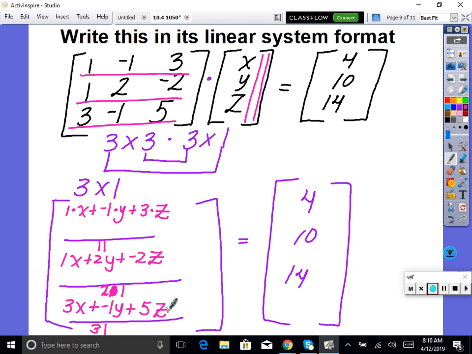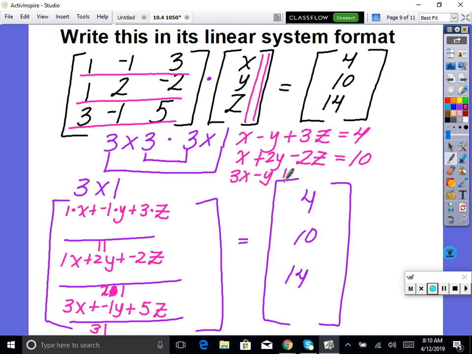Well, what do you think our true statement would be then? I'm going to just write right here so I don't have to scroll down really small. What would be this true statement? X minus y plus 3z equals 4. True. And then we have x plus 2y minus 2z equals 10. Very good. And then 3x minus y plus 5z equals 14. Now, boom, there we go.